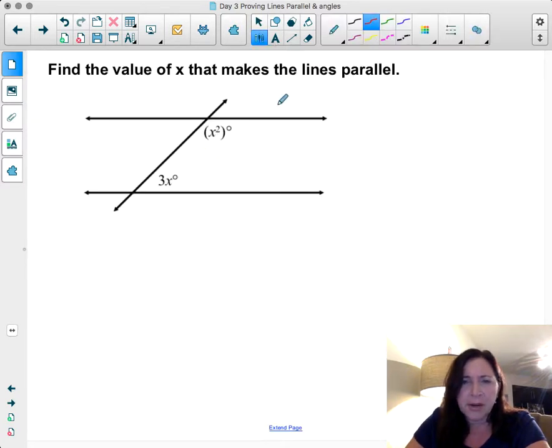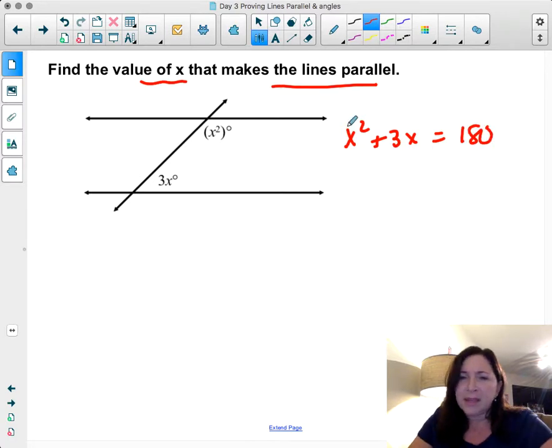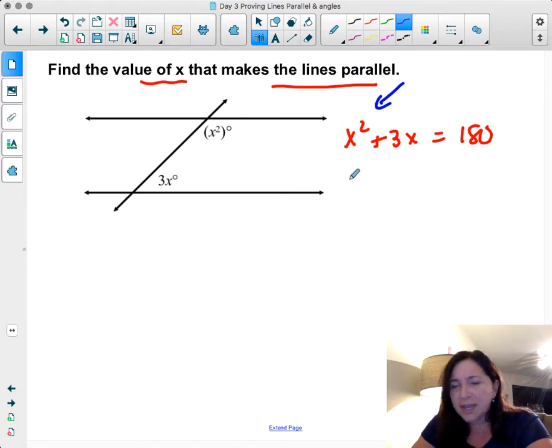For this problem right here, you would need to solve for x. Those are degree signs, by the way. We're trying to find the value of x that makes the lines parallel. So I would need to find a value that would make these equal to 180 degrees. I would start off by saying x squared plus 3x is equal to 180 degrees. One thing you need to notice is that this is a quadratic, and therefore your first step always is to set it equal to 0. So you have x squared plus 3x, move the 180 over, so minus 180, and that equals 0.